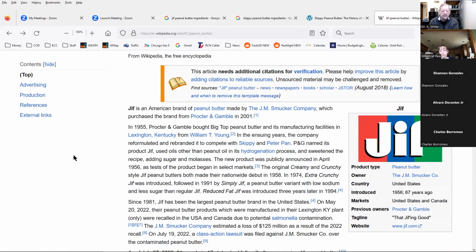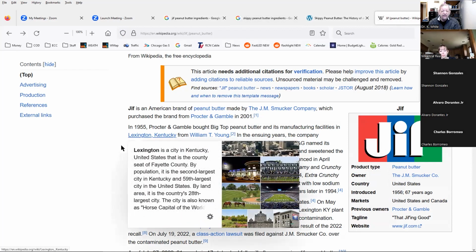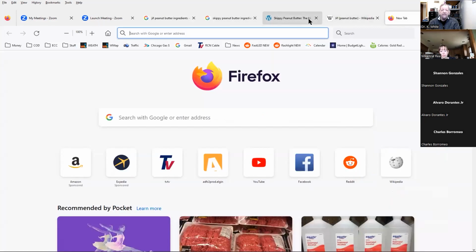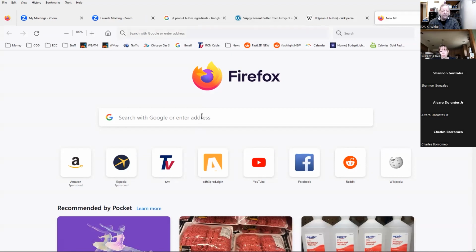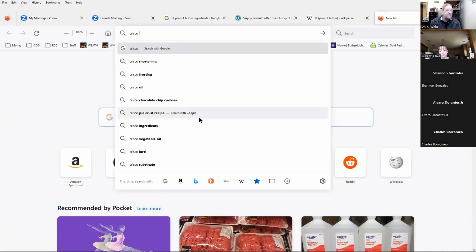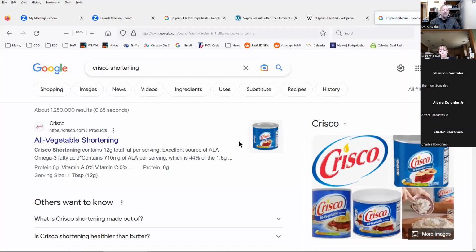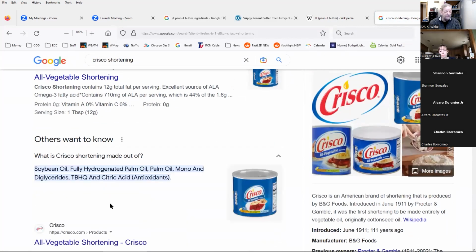But anyways, Procter and Gamble bought a small peanut butter company, and because of their experience in hydrogenation of fats and oils, they made Crisco shortening, which what is it made out of? Fully hydrogenated oils. And they knew how to hydrogenate.